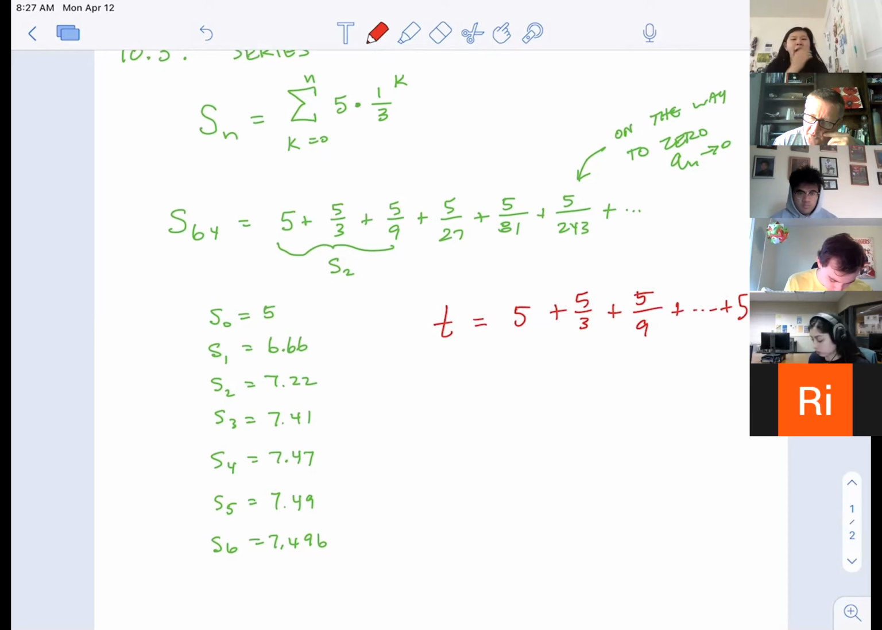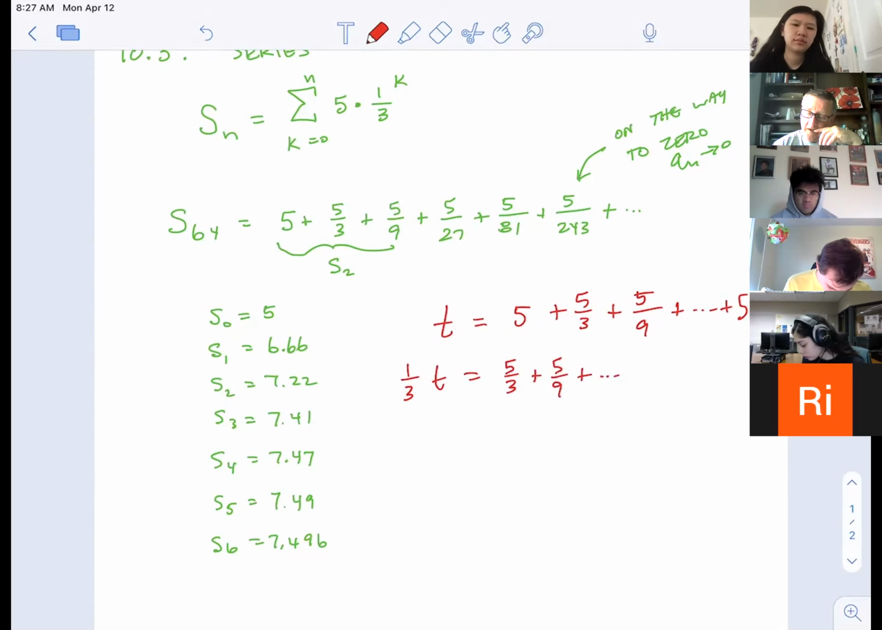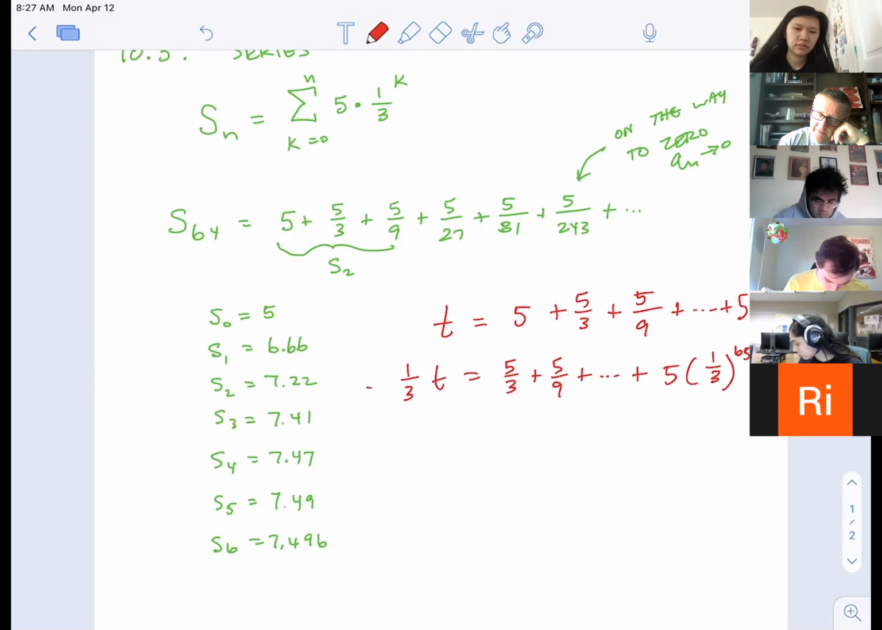So what happens if I multiply everything by the R value? 5 gets turned into 5/3. 5/3 gets turned into 5/9, and so on and so forth. Everything gets a third bigger. So that means the last term of this would have yet one more third than it used to have. Instead of 64, it's going to have 65. And so if I subtract in this direction, I have t minus 1/3 of t.